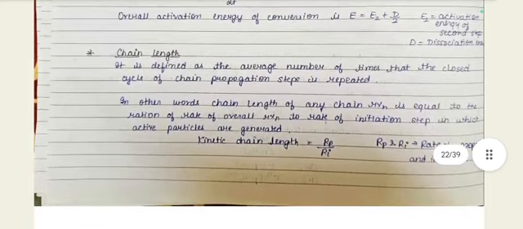Chain length. It is defined as the average number of times that the closed cycle of chain propagation steps is repeated. In other words, the chain length of any chain reaction is equal to the ratio of the rate of reaction to the rate of the initiation step in which active particles are generated. Kinetic chain length is equal to Rp by Ri, where Rp and Ri are the rates of propagation and initiation.